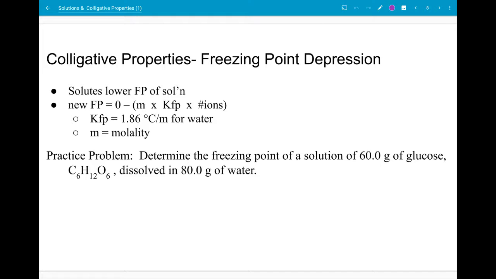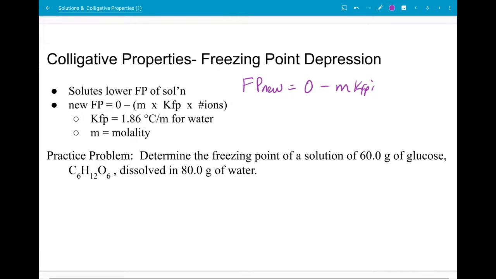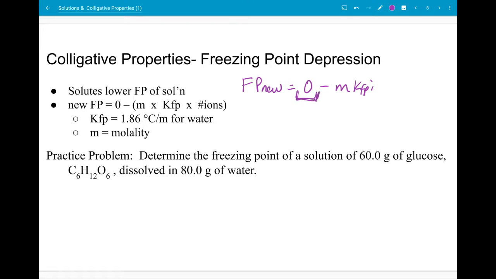So you find that solutes lower the freezing point of solution. So if we look at Fp new is equal to 0 minus m Kf i. Now if we're doing a lab, you would actually need to know what is the true freezing point. Okay, so this is the actual freezing point without anything in your solution. So if we're doing something other than water, it would be different than 0.